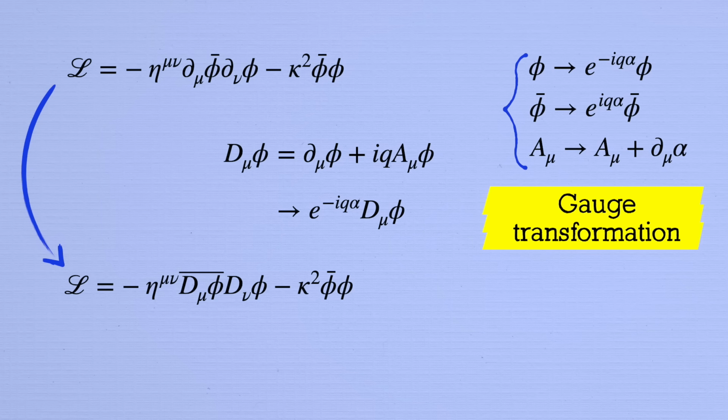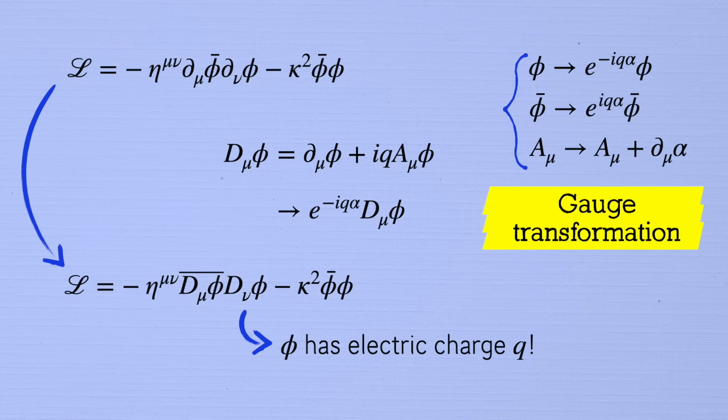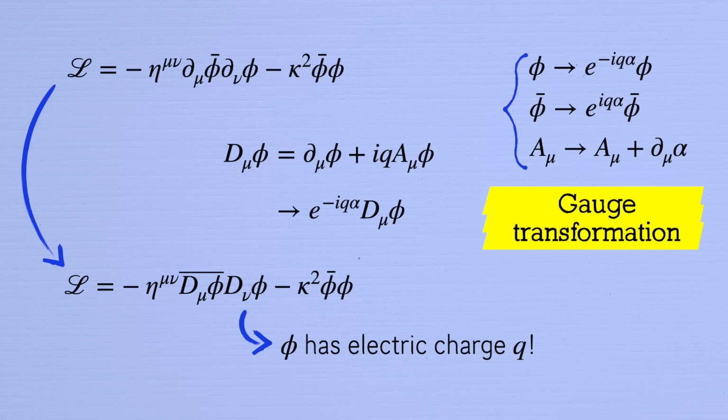The result of this procedure, which just looks like a trick at first glance, but has deep theoretical underpinnings, is that the field phi now carries electric charge Q, and phi bar carries charge minus Q. The Noether current is now a source for the electromagnetic field, just like any electric charges and currents would produce electric and magnetic fields according to Maxwell's equations.